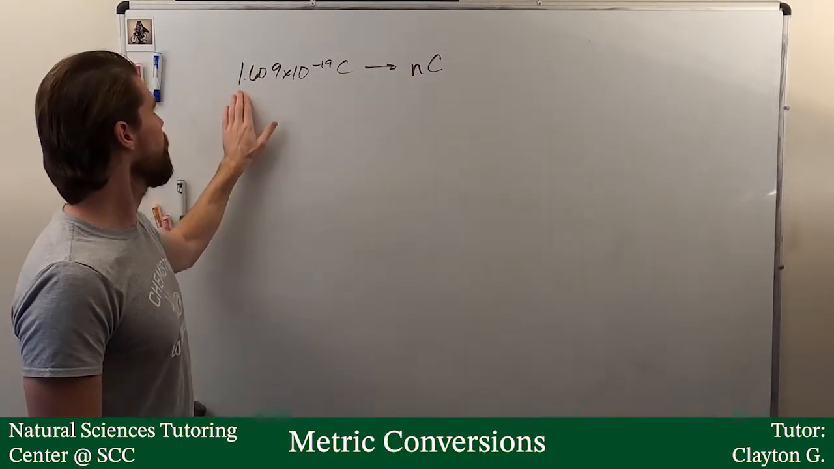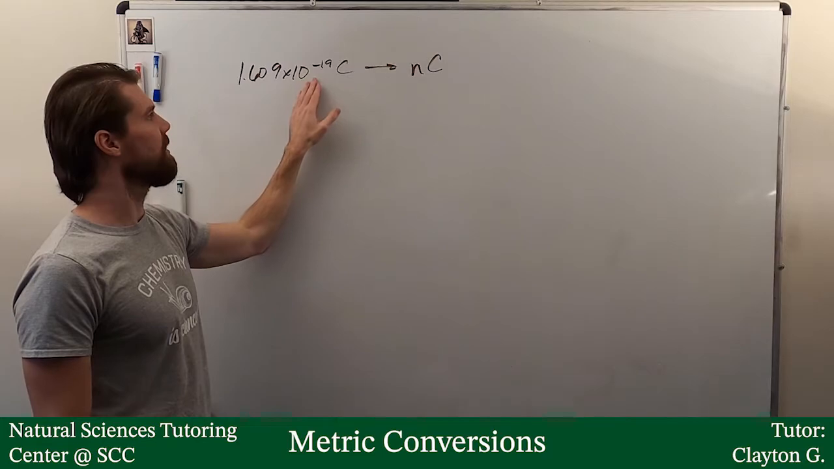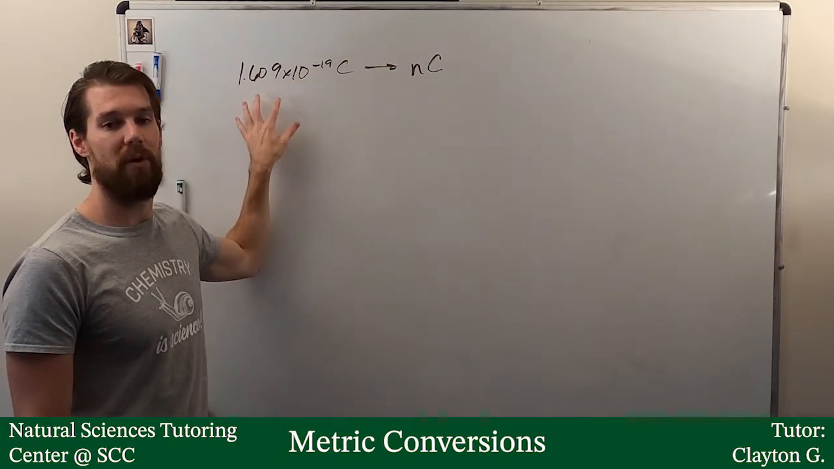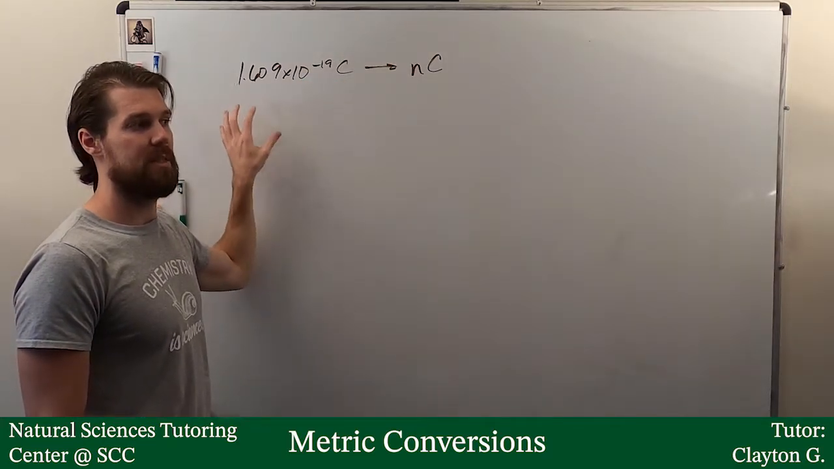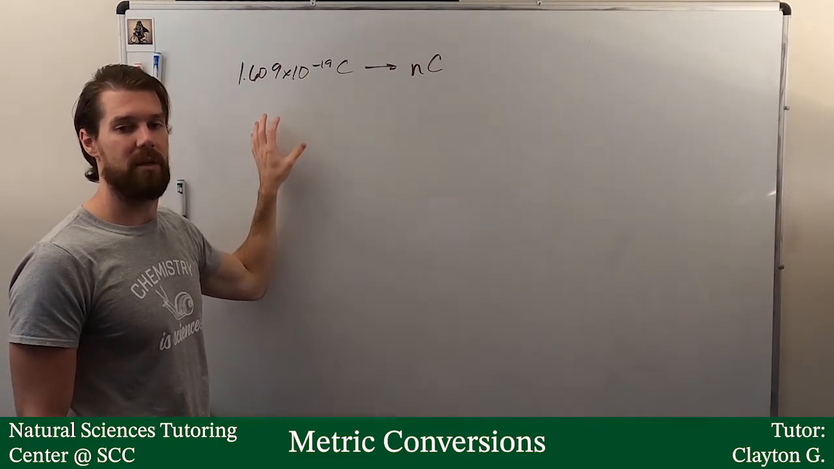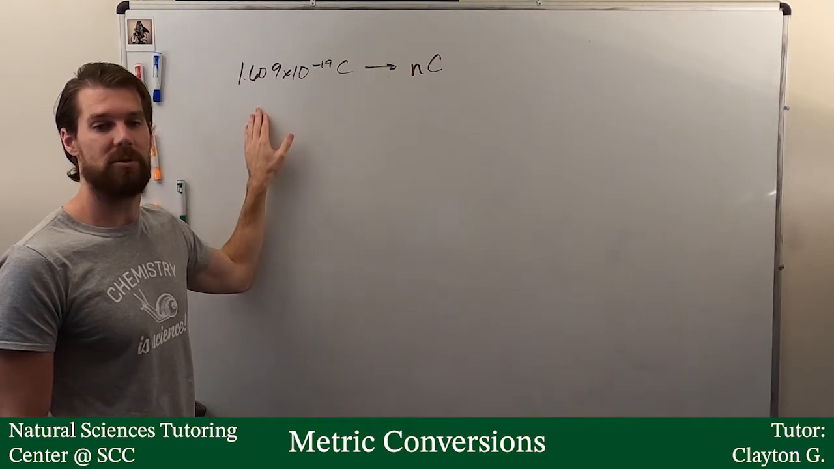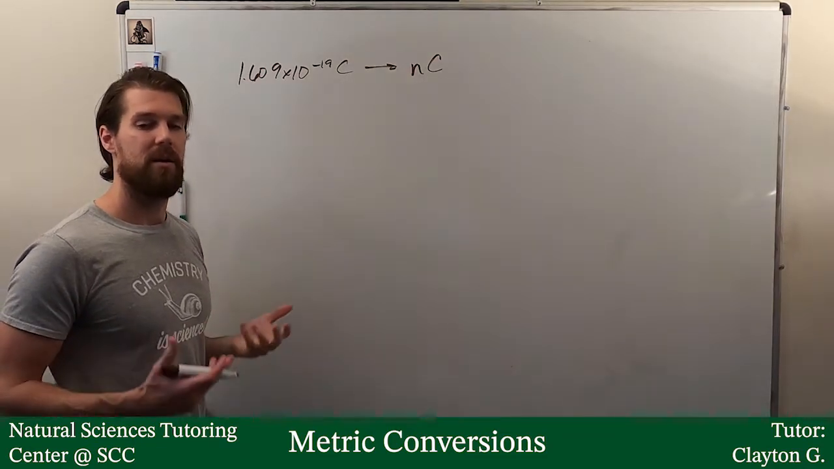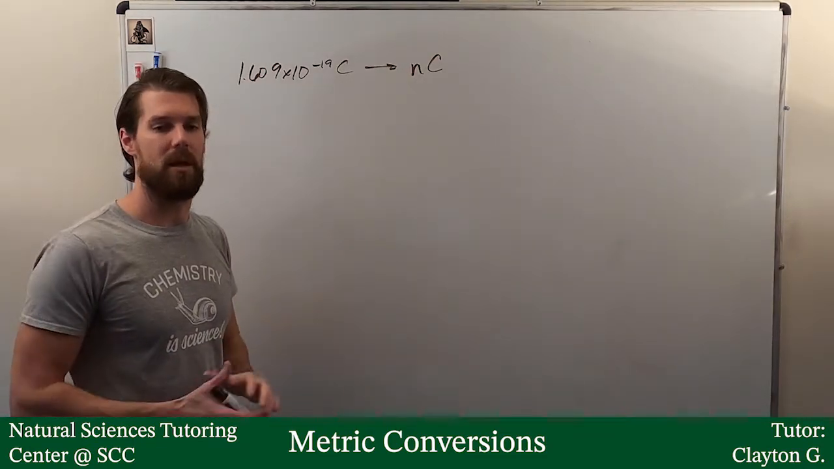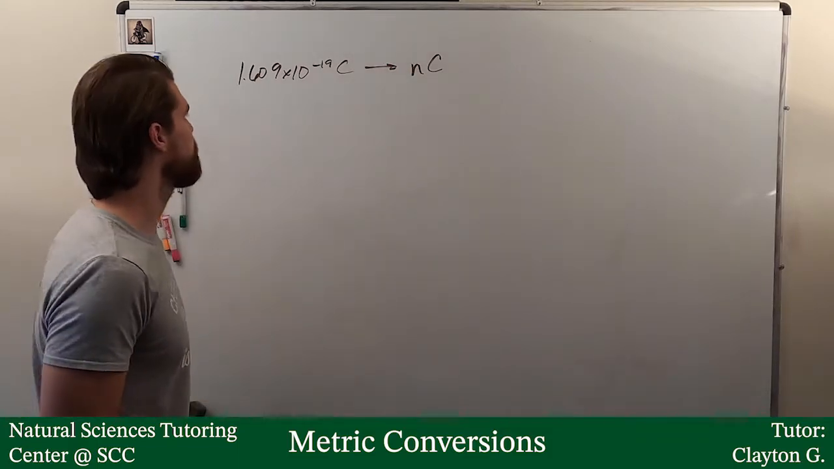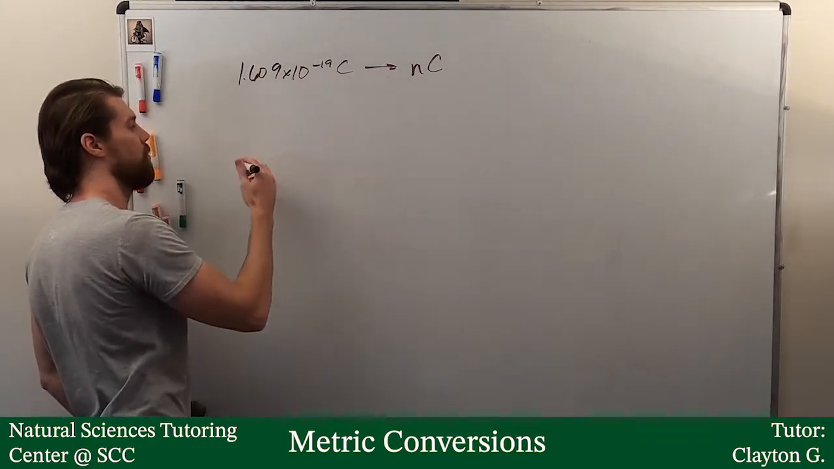So in this case, we have 1.609 times 10 to the negative 19th Coulomb. This is not a random number. This is the fundamental or elementary charge. This is the charge of 1 electron if it's negative, or the charge of 1 proton if it's positive. Just something I thought was interesting. Might come in handy later in the future. Who knows? So anyway, let's convert this to nanocoulombs.